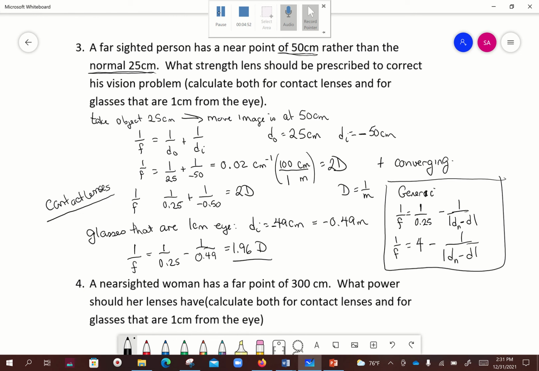So for the contact lens that we did initially, d is equal to 0. Little d is equal to 0. dn is their near point, which is the 50 centimeters. And for the eyeglasses, little d is 1, so I've got 50 minus 1, or 49.